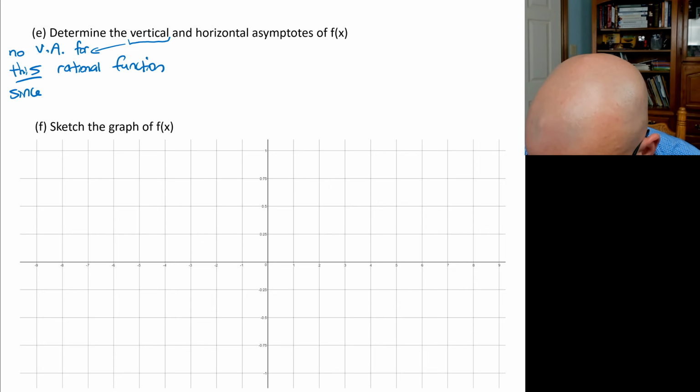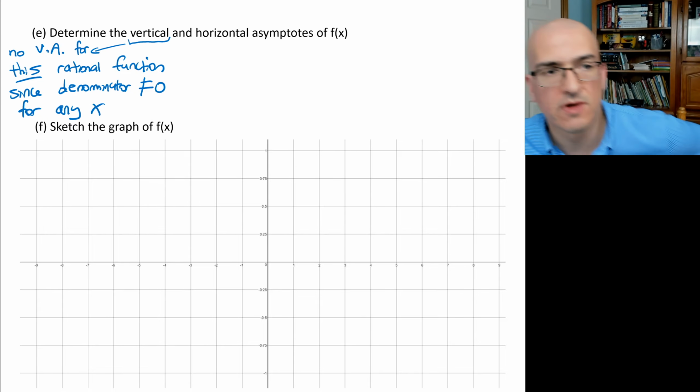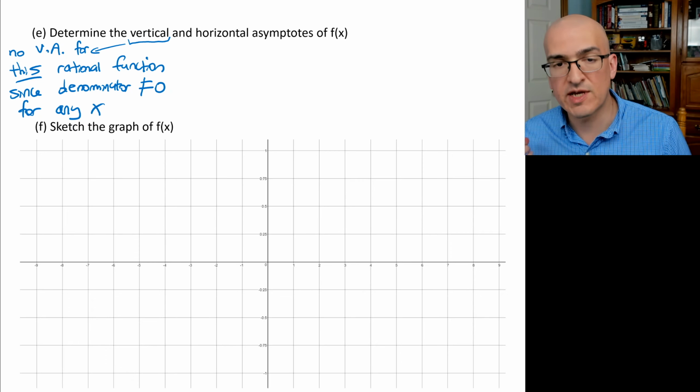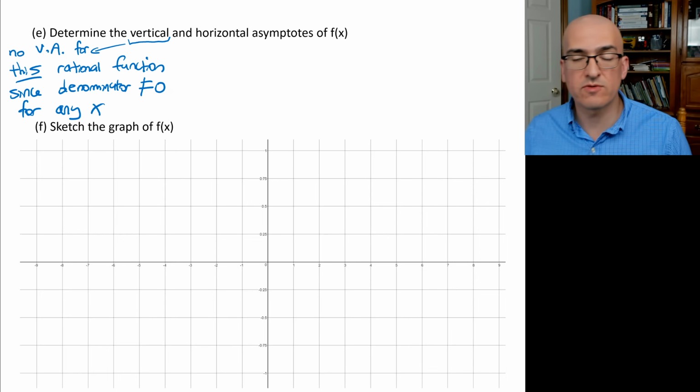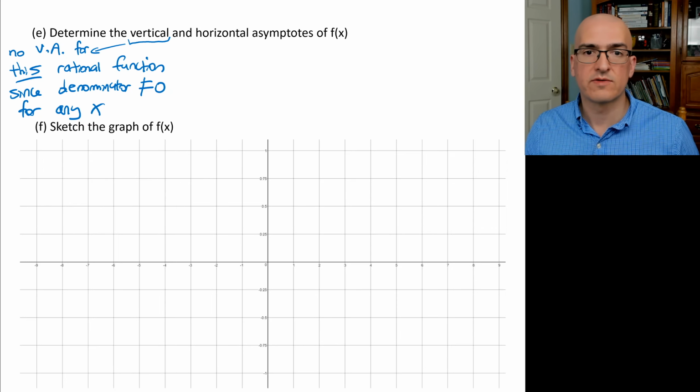since the denominator does not equal 0 for any x. That's the only way you can get vertical asymptotes for rational functions. Keeping in mind that just because the bottom is 0 doesn't guarantee it's a vertical asymptote. The top has to not be 0 at that point to have that guarantee.